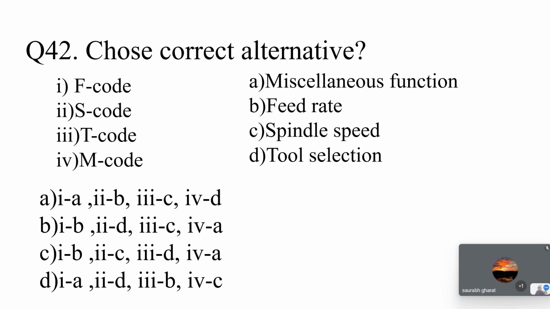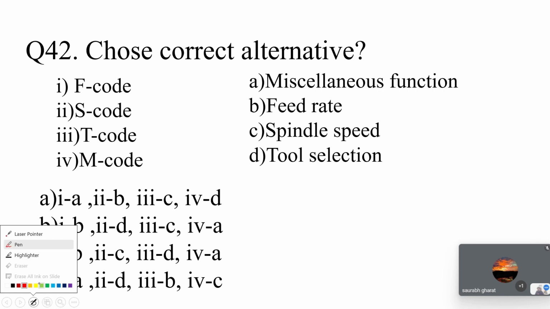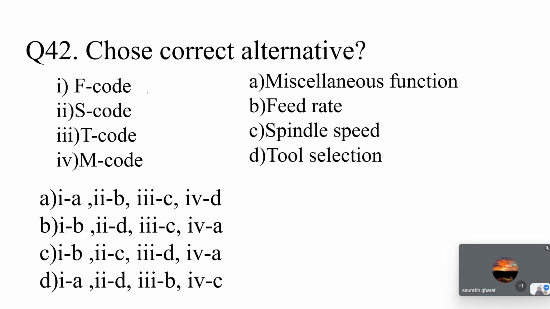Okay, so F code is used for, you know the part already. F code will be used for feed rate, okay. Your S code will be used for spindle. Your T code will be used for tool selection, and your M code will be the miscellaneous part, okay.